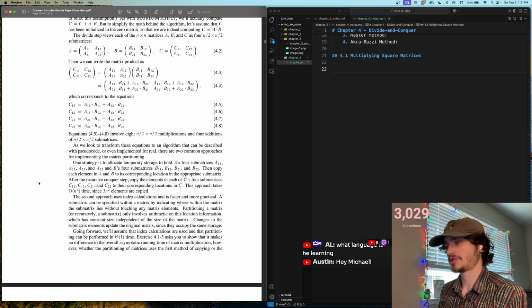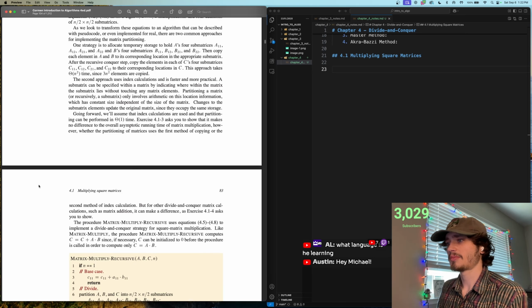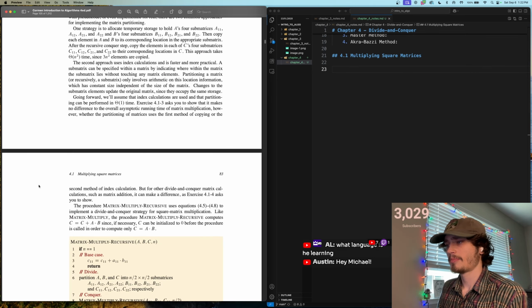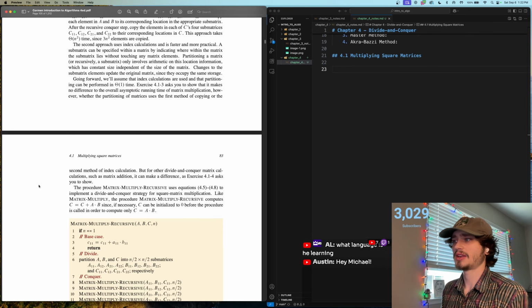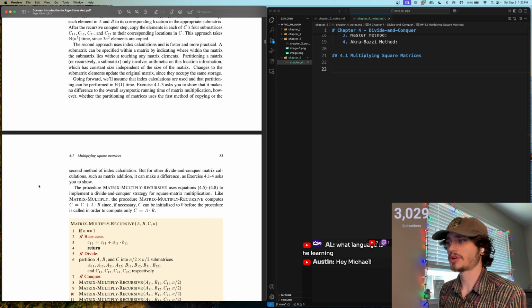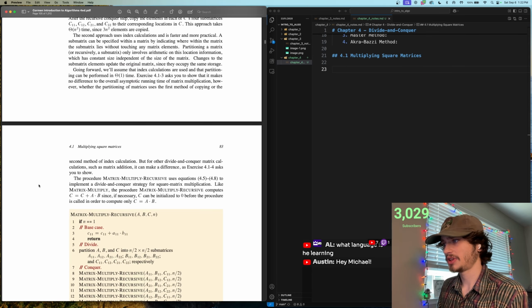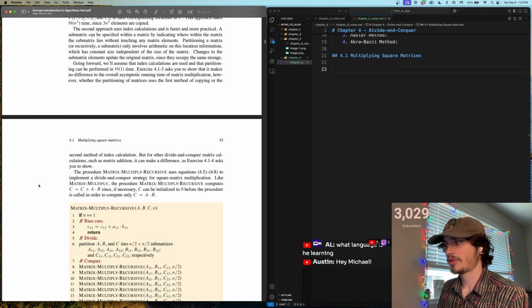Exercise 4.1-3 asks you to show that it makes no difference to the overall asymptotic running time of matrix multiplication whether the partitioning of the matrix uses the first method of copying or the second method of index calculation. But for other divide and conquer matrix calculations, such as matrix addition, it can make a difference, as exercise 4.1-4 asks you to show. The procedure matrix multiply recursive uses equations 4.5 through 4.8 to implement a divide and conquer strategy for square matrix multiplication.